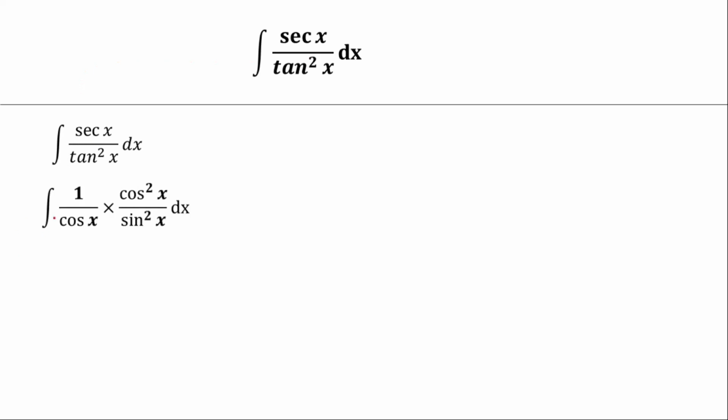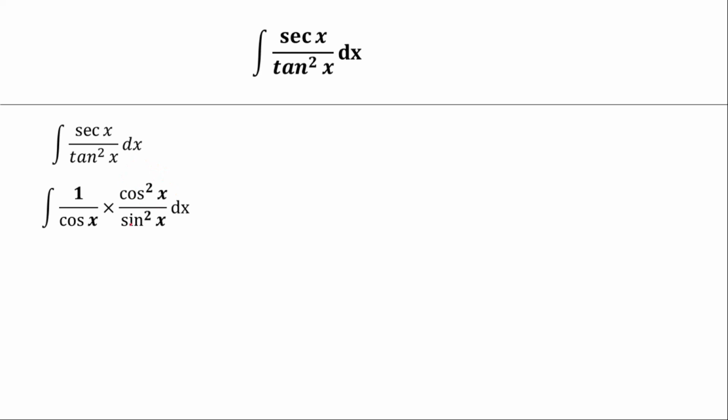Now we attain this because, as you can see, sec x is 1 over cos x, times 1 over tan squared x. So when you take the reciprocal, you're going to get cos squared x over sin squared x dx, because it will be 1 over tan squared x, which is the same as 1 over sin squared x over cos squared x. And when you do that, you're going to get this.